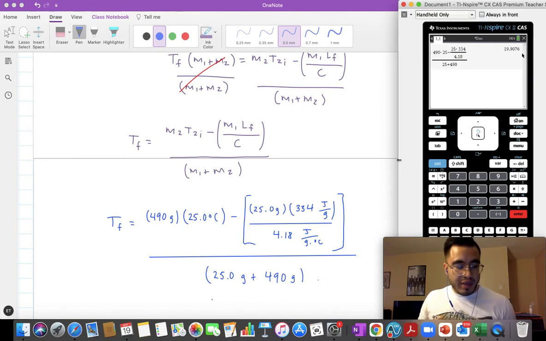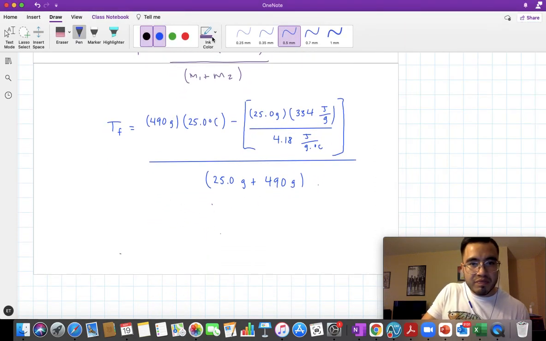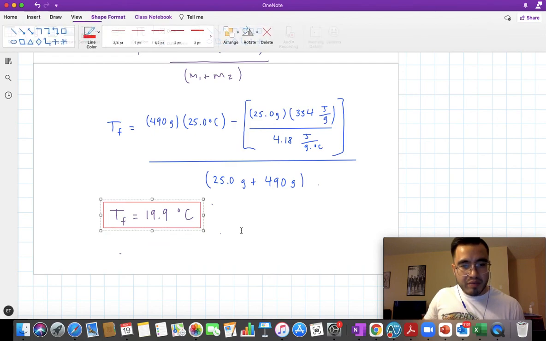So the answer is we should get more ice. Well, I'm kidding. The answer is 19 degrees, almost 20. So that's not very cold. So I guess we should get more ice, huh? So 19.9 is our final temperature. T final, 19.9 degrees Celsius. And there you go. That is it.